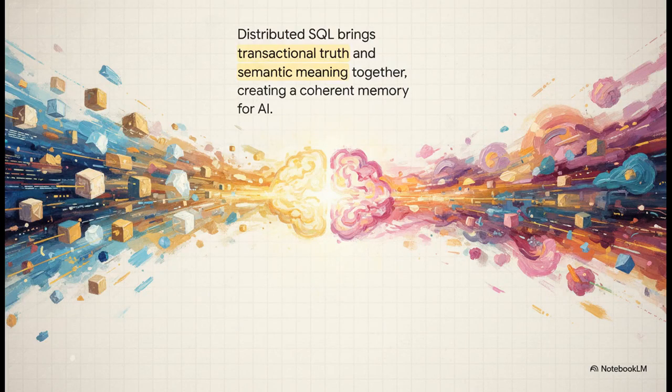And here's the real magic: unification. Distributed SQL lets two critical types of information live together. You have transactional truth. These are the hard facts, like a customer's order history. And then you have semantic meaning. That's the context, like from their emails or support chats. When you bring those two together, you create a truly coherent memory for the AI.